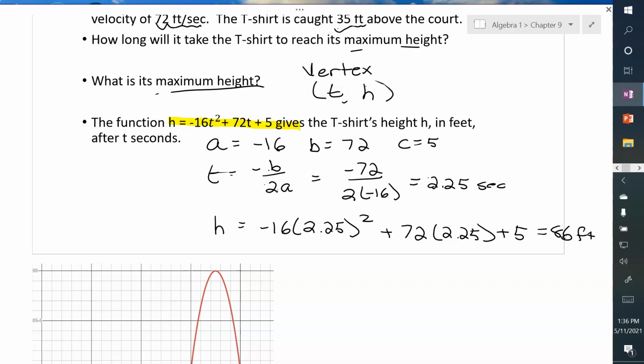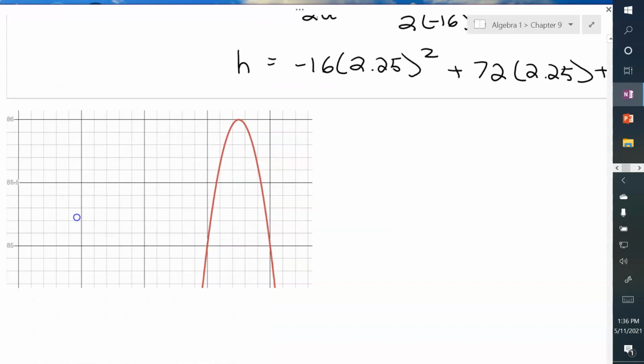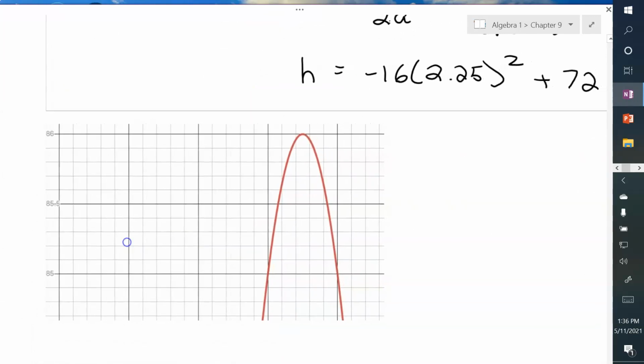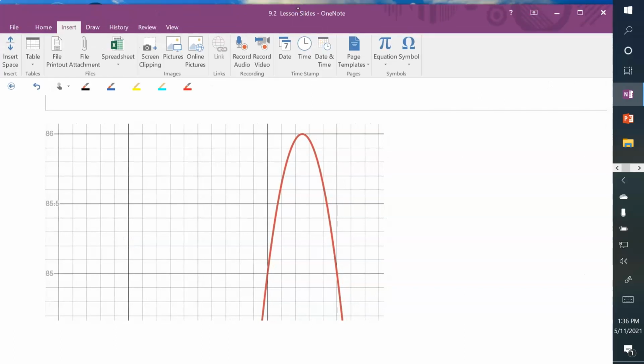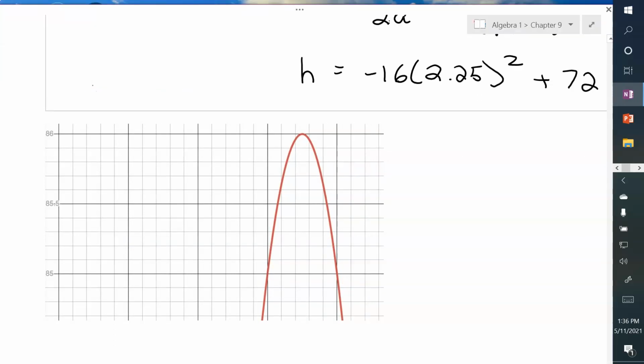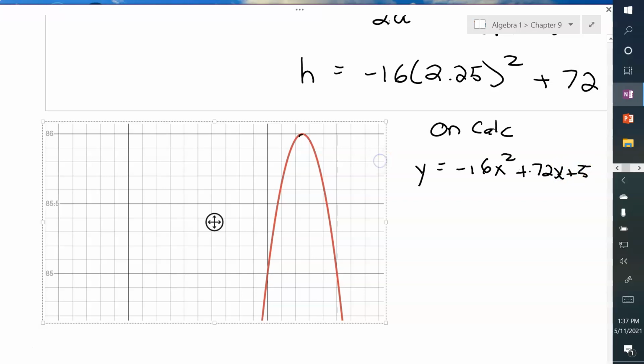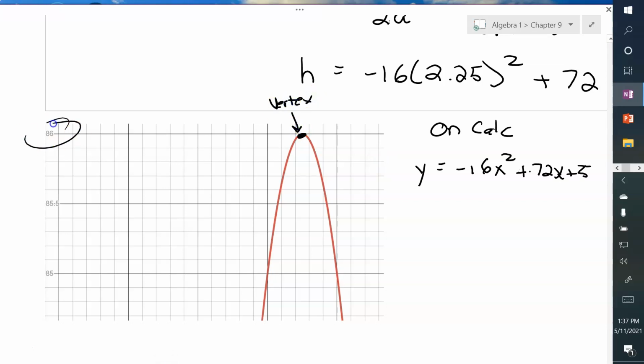You can also graph this on your calculator. And I went to a site called Desmos where I graphed this. And when you're graphing on your calculator, it only likes x's and y's. It doesn't like h and t. So on your calculator, what you want to do is you want to say y equals negative 16x squared plus 72x plus 5. And when you do that, it will make a graph that will look something like this. Right here is the vertex. And do you see? The y-coordinate of that vertex is at 86 feet.